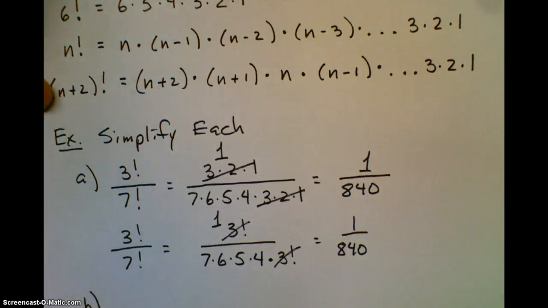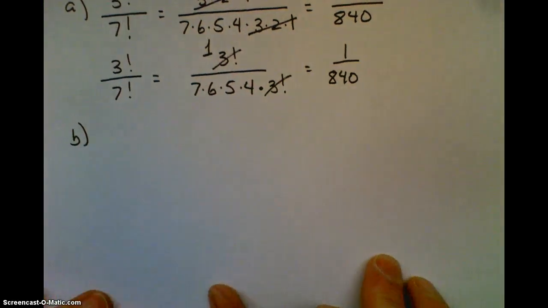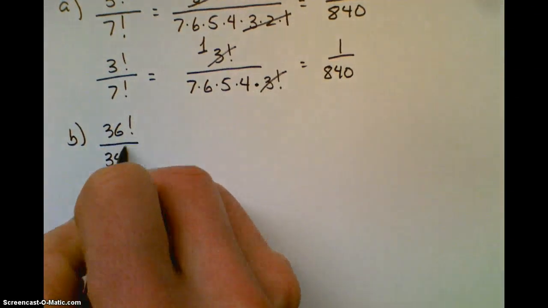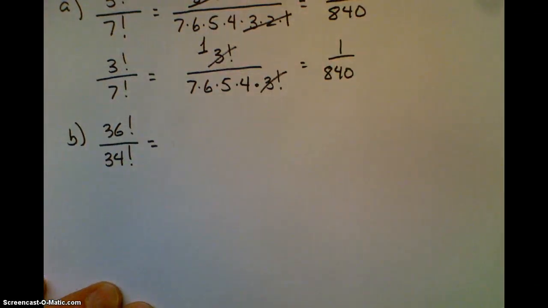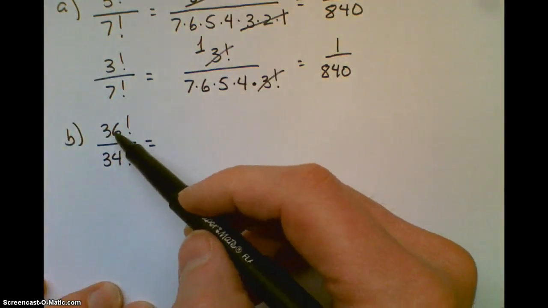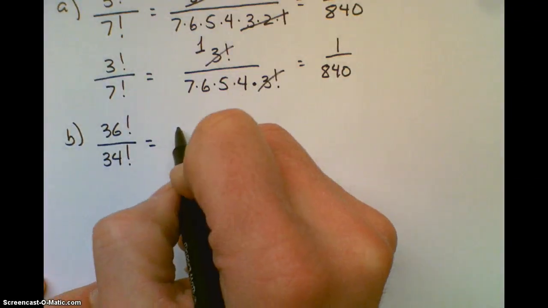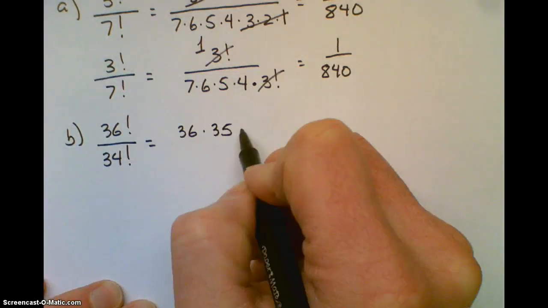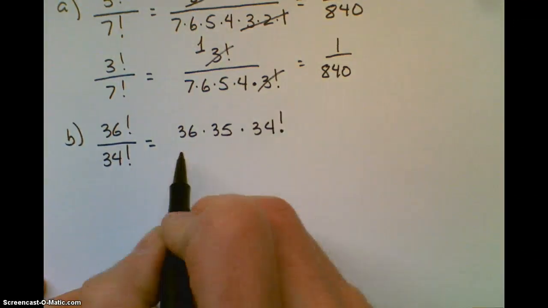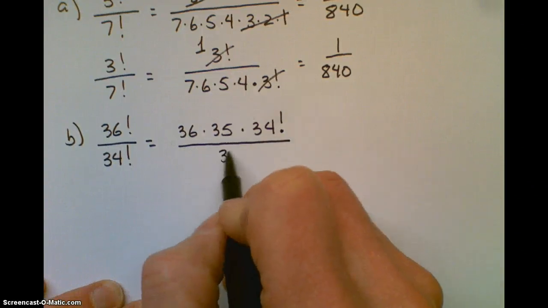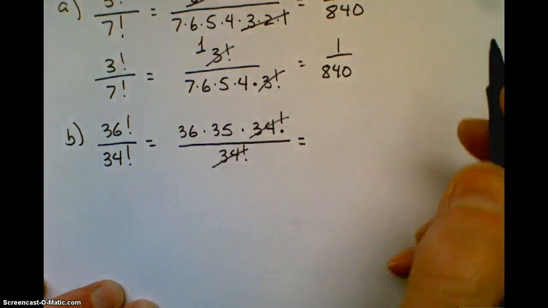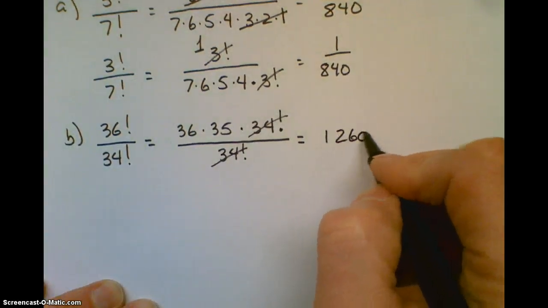So next example. We've got 36 factorial over 34 factorial. And at any time during the notes, if you feel like you want to pause it and try it on your own, feel free. So I've got 36 factorial on the top, so I'm going to start with my larger factorial. So I've got 36 times 35 times 34 times all the numbers less than it down to 1, so that would be 34 factorial. And then in the denominator, I already have 34 factorial, so I can see that these 34 factorials will cancel out. All I have to do is multiply 36 times 35 to get 1,260.